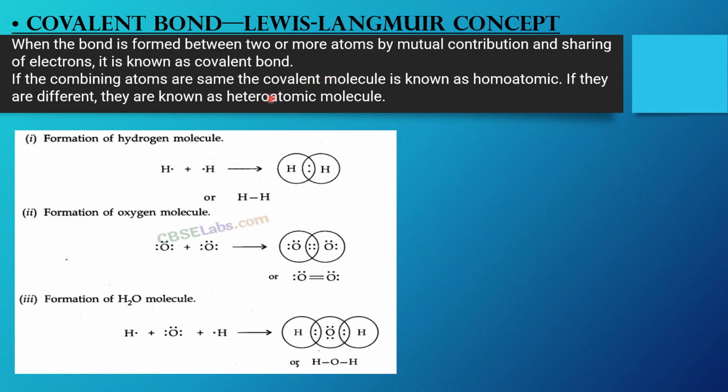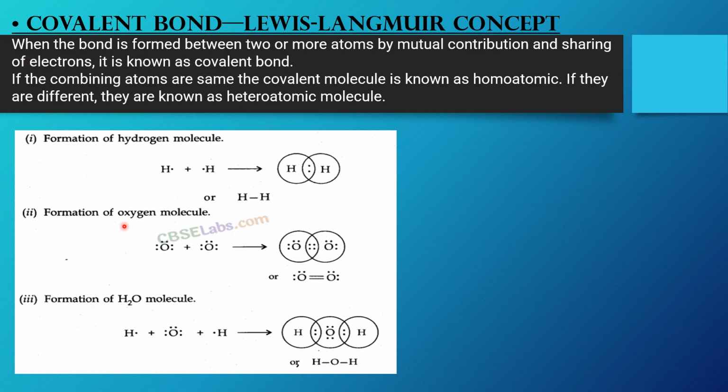So here is the formation of a hydrogen molecule, H2. How will H2 be formed? H plus H gives rise to H2, sharing the electrons between one hydrogen atom and another hydrogen atom. Hydrogen contains one electron in the outermost shell, and the other is also the same. There will be equal sharing between them. So the sharing of electrons forms a covalent bond.